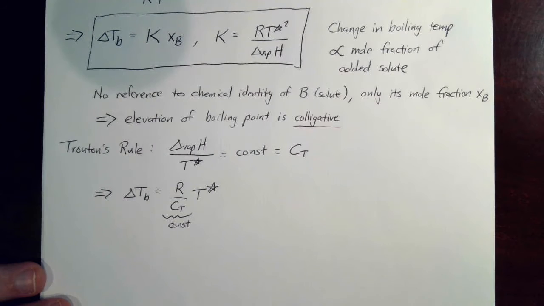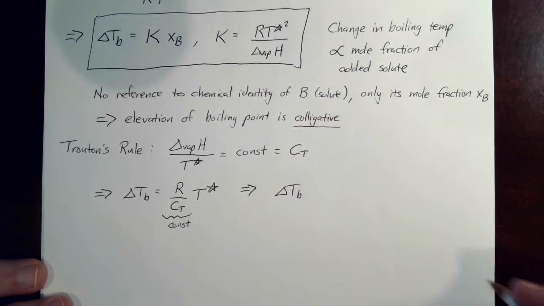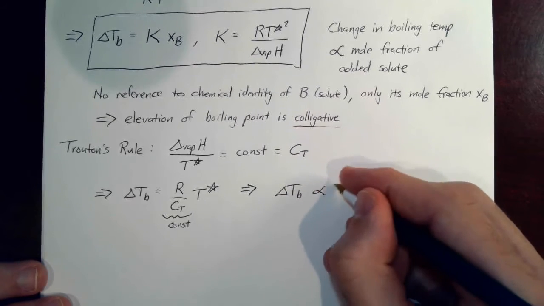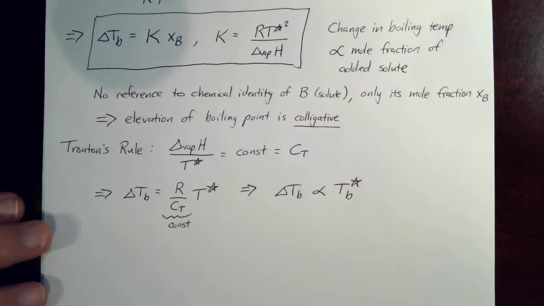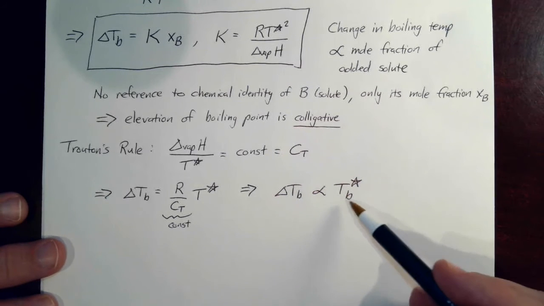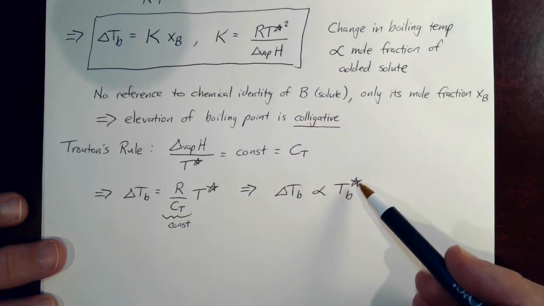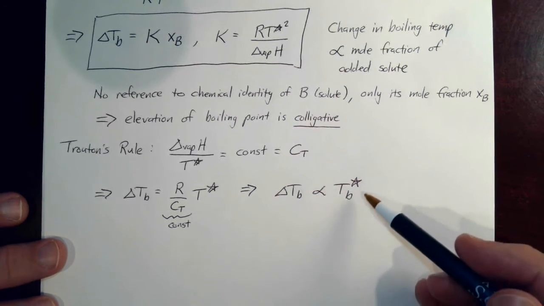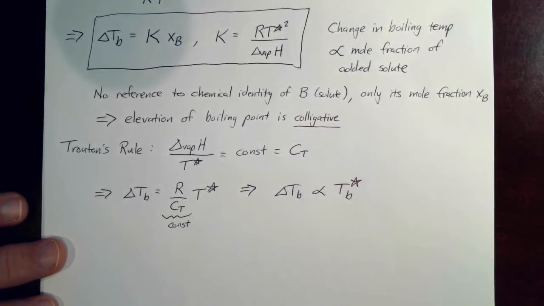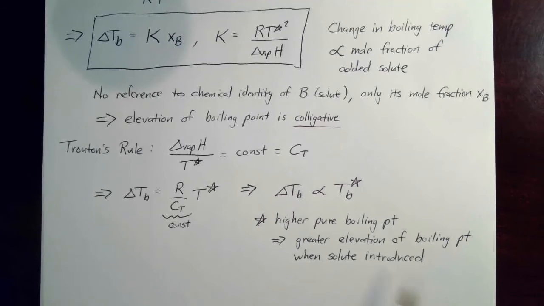Troughton's constant. And so from this we can see that the change in the boiling temperature is proportional to the boiling temperature when it's a pure substance. So if a substance has a higher boiling temperature when it's pure, adding a solute to it is going to increase its boiling temperature more than it would for a substance that has a smaller boiling temperature when it's pure. Okay, so that is an interesting result.